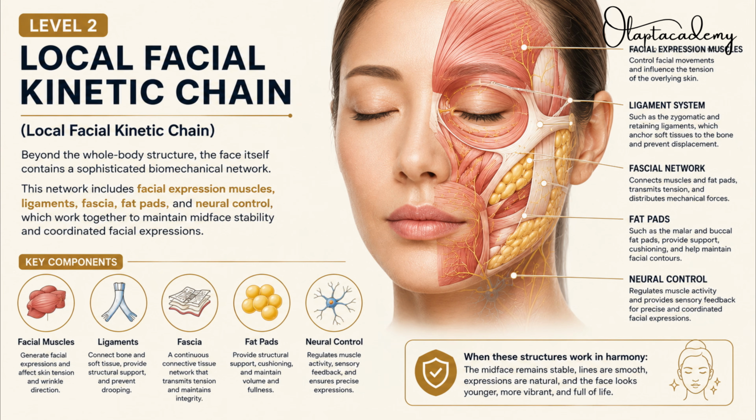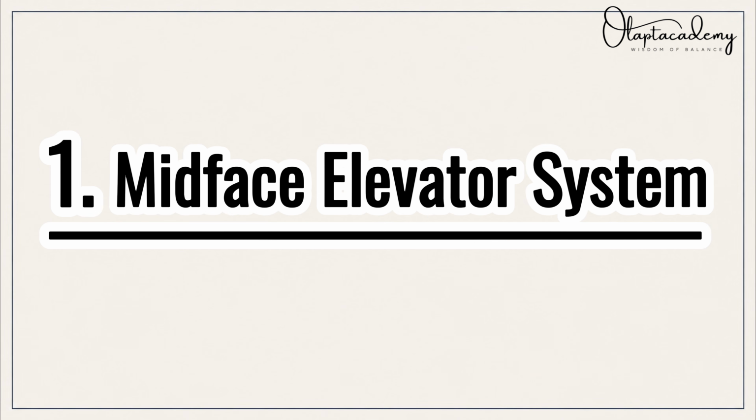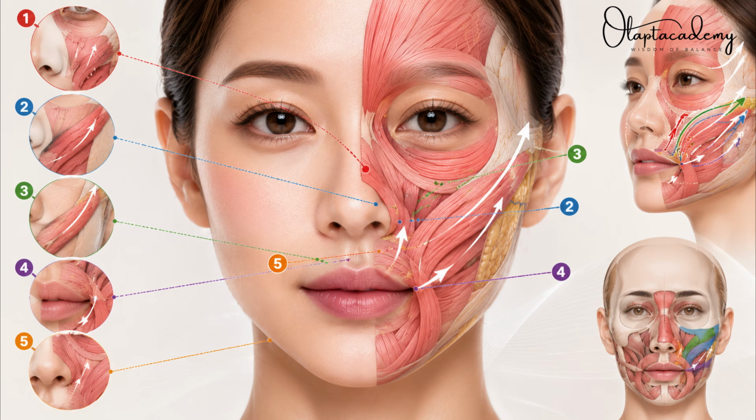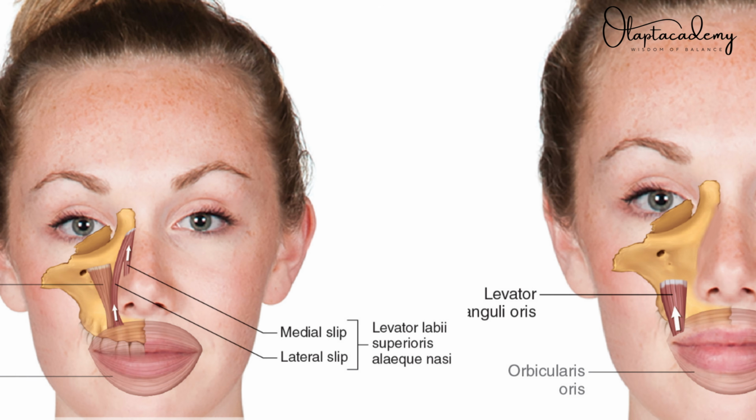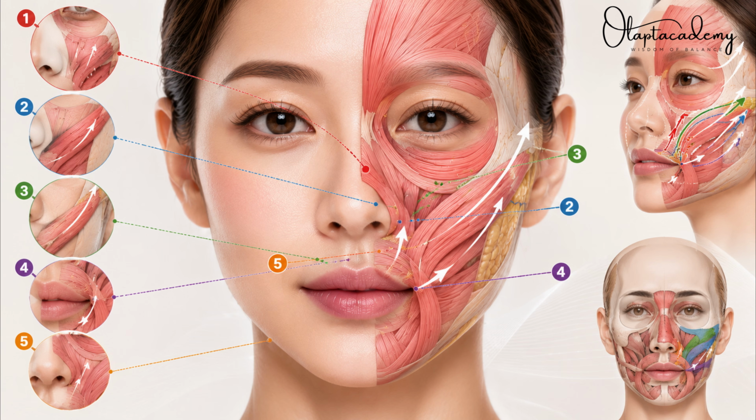Let's first become familiar with the following structures. Number 1, the mid-face elevator system. This system includes the following muscles: the levator labii superioris muscle, the zygomaticus major muscle, the zygomaticus minor muscle, the levator anguli oris muscle, and the levator labii superioris alaeque nasi muscle. These muscles elevate the cheeks and upper lip, helping maintain the three-dimensional contour of the mid-face.